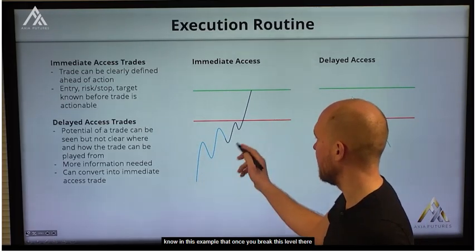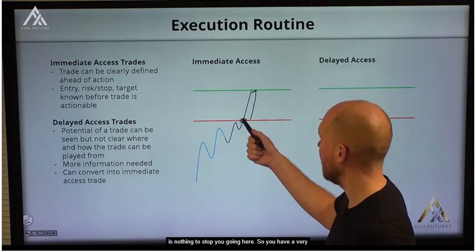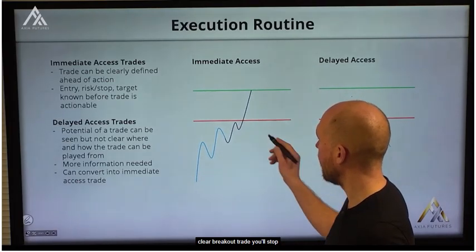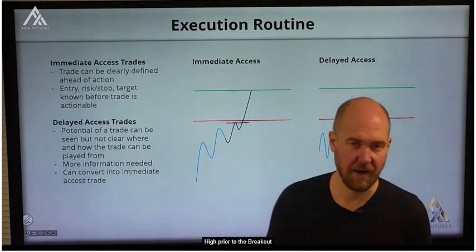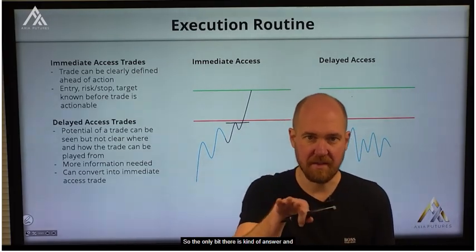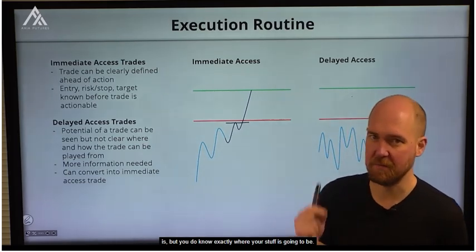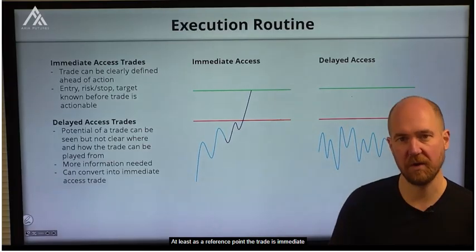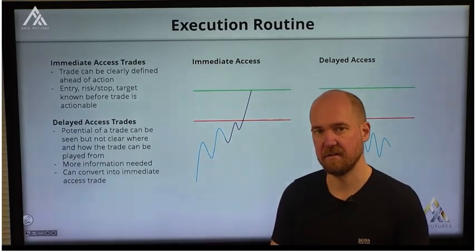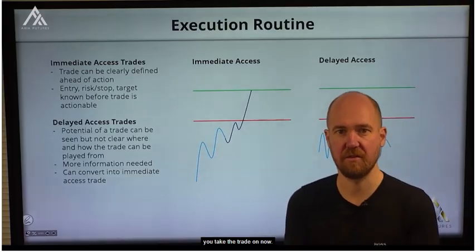You know, in this example, that once you break this level, there is nothing to stop you going here. So you have a very clear breakout trade. Your stop is going to be defined as below the previous high prior to the breakout. So the only bit that is kind of uncertain is precisely how many number of ticks your stop is, but you do know exactly where your stop is going to be, at least as a reference point. The trade is immediate access. Doesn't need any more thinking, you just wait for it to get there, and bang, you take the trade on.